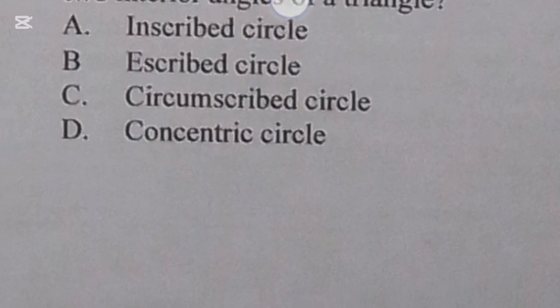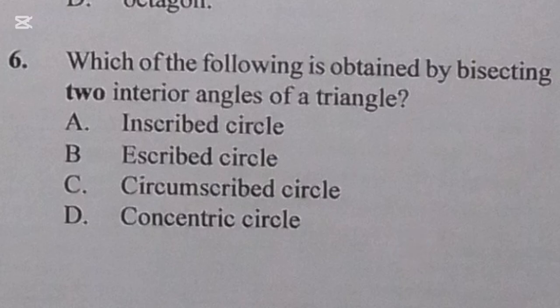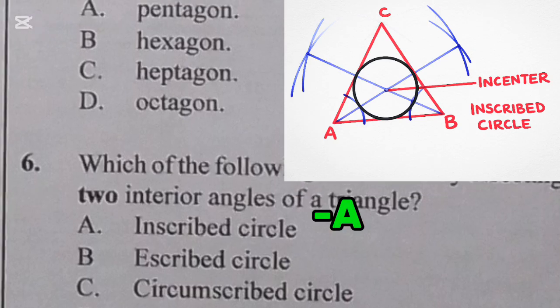Now question 6. Question 6 says, which of the following is obtained by bisecting two interior angles of a triangle? So the correct answer here is A. That should be the inscribed circle, as you can see on your screen.